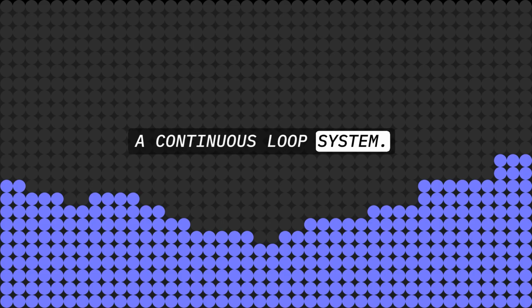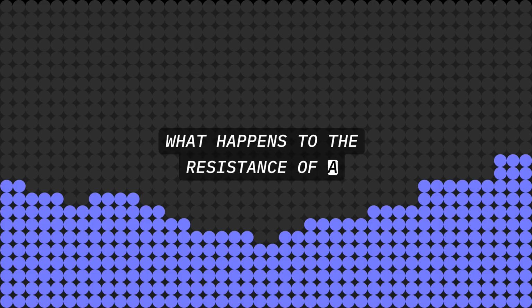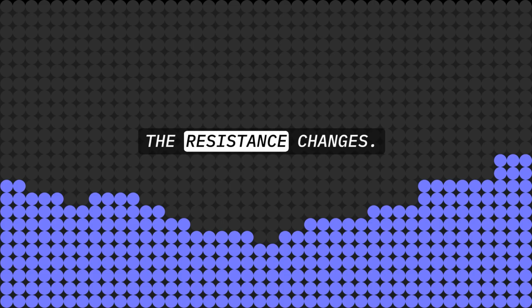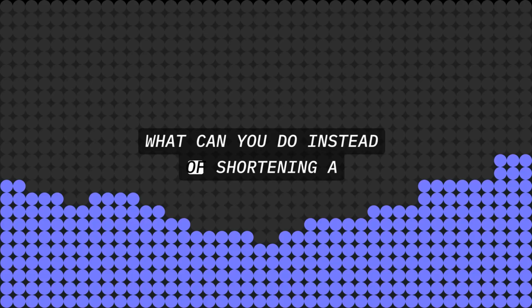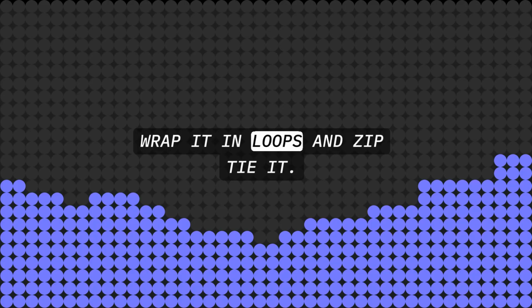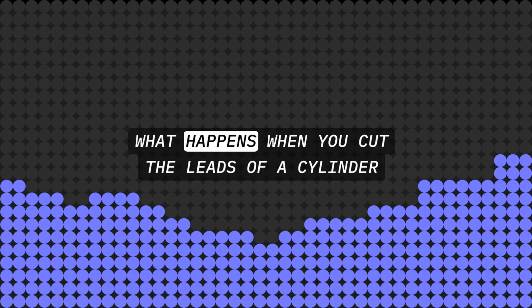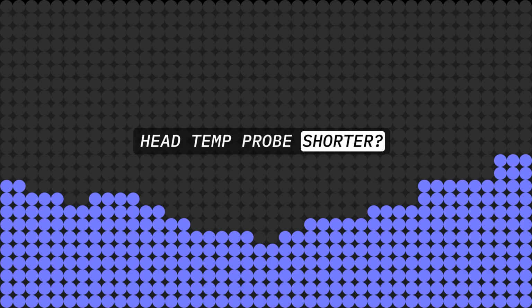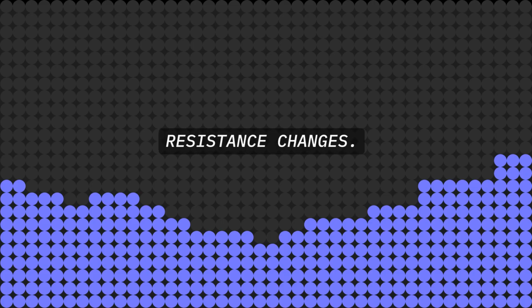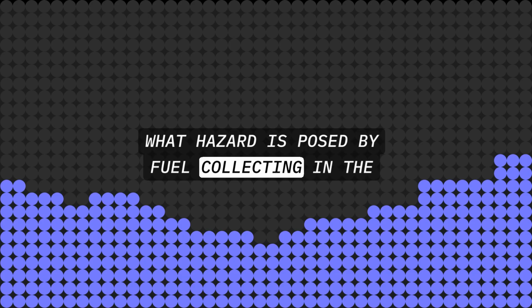A continuous loop system. What happens to the resistance of a thermocouple if you make it shorter? The resistance changes. What can you do instead of shortening a thermocouple? Wrap it in loops and zip tie it. What happens when you cut the leads of a cylinder head temp probe shorter? Resistance changes. What hazard is posed by fuel collecting in the combustion chamber?